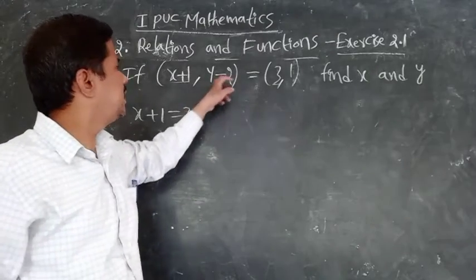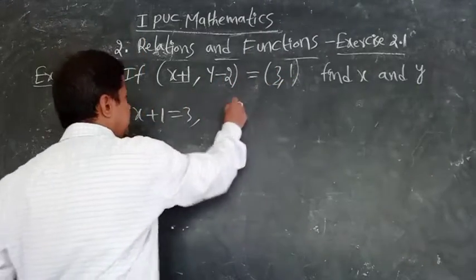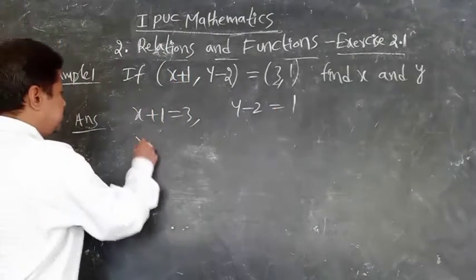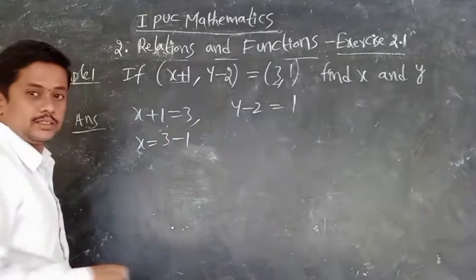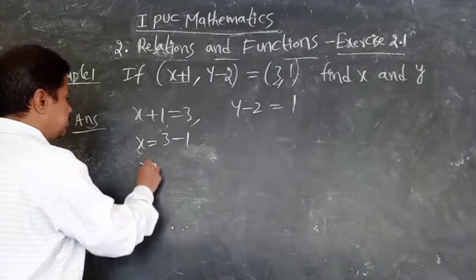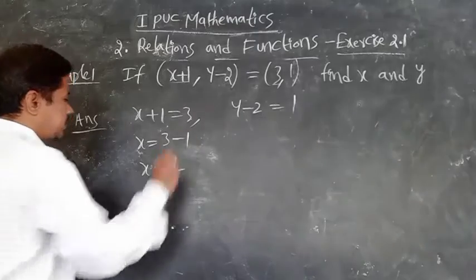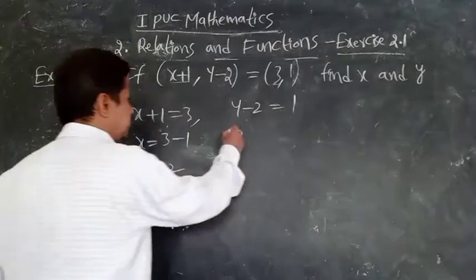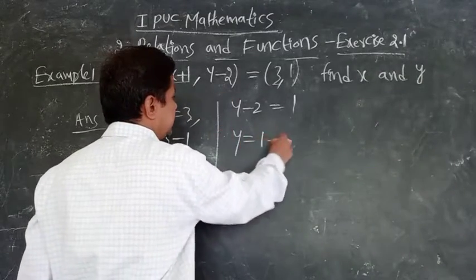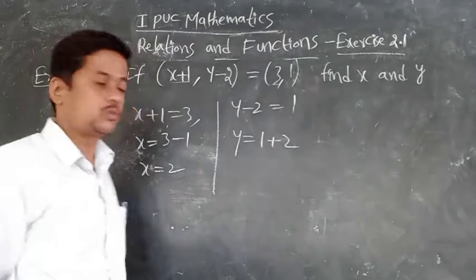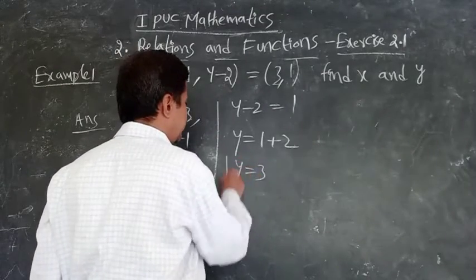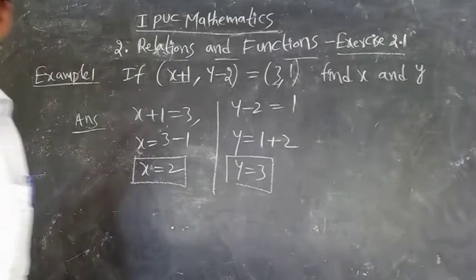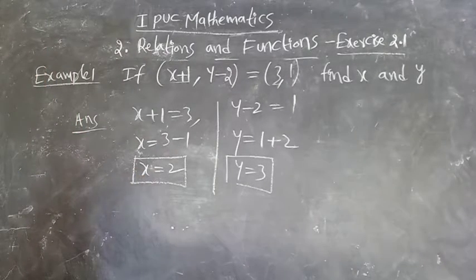Next, y minus 2 is equal to 1. Simplify it. x is equal to what? 3 minus 1. So x is equal to 2. Like that, very easy simplification. Next here, y is equal to what? 1 plus 2, so minus 2 will become plus 2. So y is equal to 3. So y is equal to 3, x is equal to 2. Okay, so like that you have to simplify. Very easy problem, example 1.